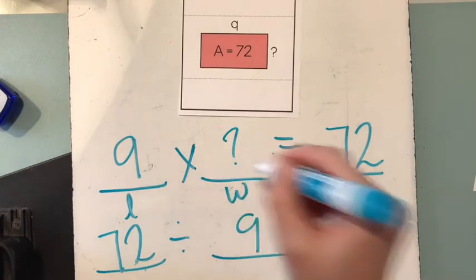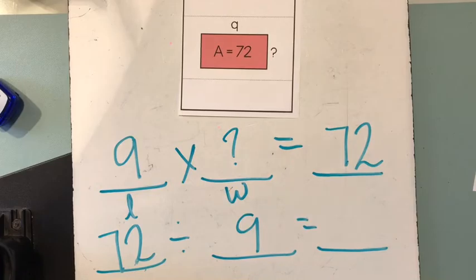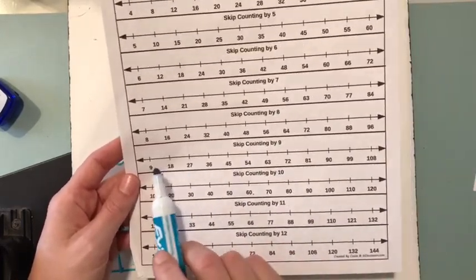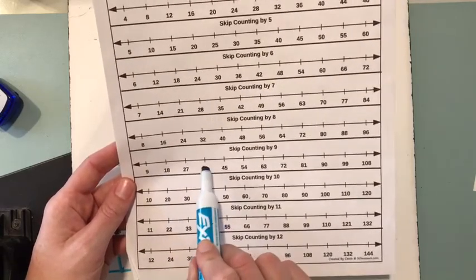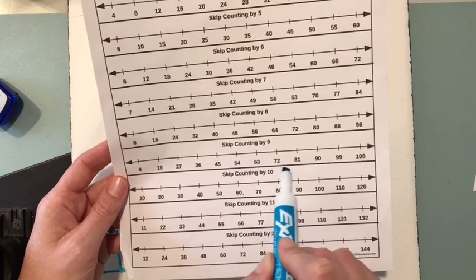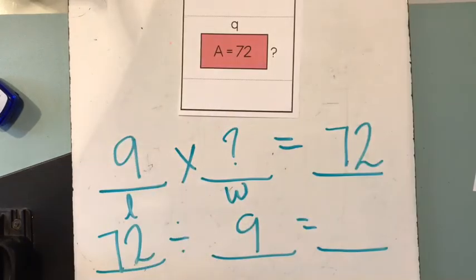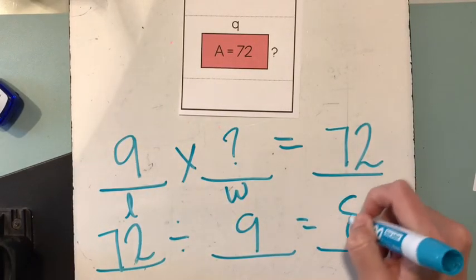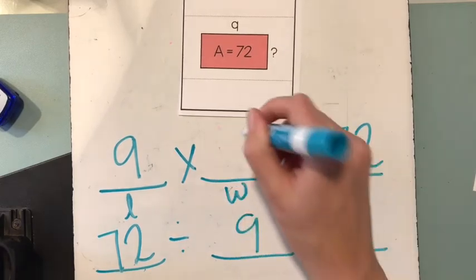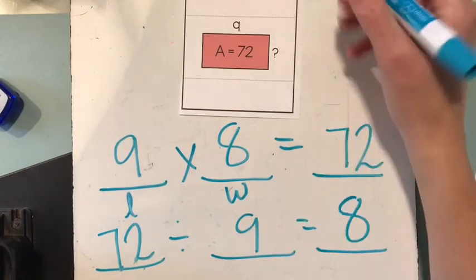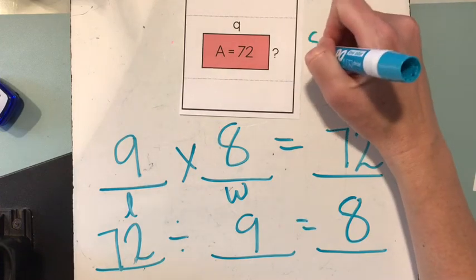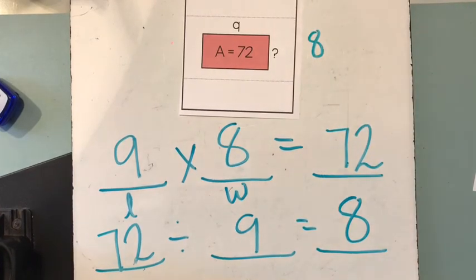So I don't know this. So what is 72 divided by 9? Well, if we don't know, we can use our skip counting line, or you can use your fingers. So 1, 2, 3, 4, 5, 6, 7, 8. I skip counted 8 times. So 9 times 8 equals 72. So my mystery width that you should have gotten is 8.